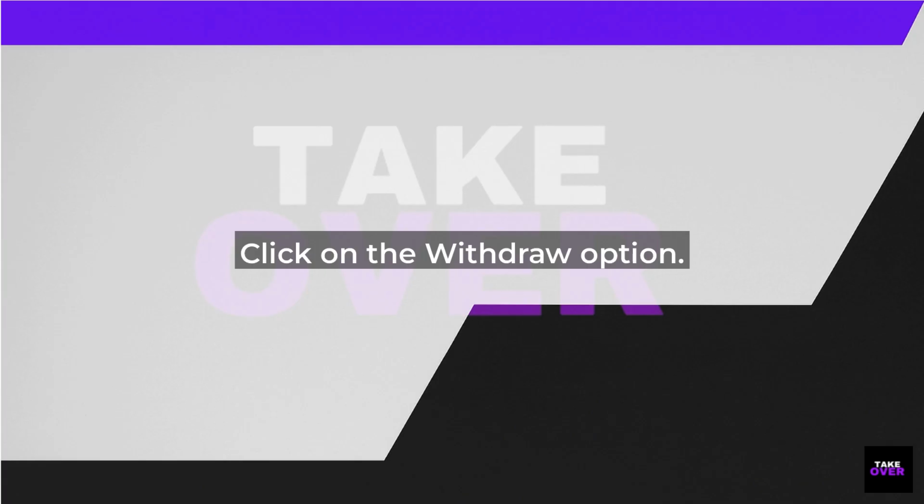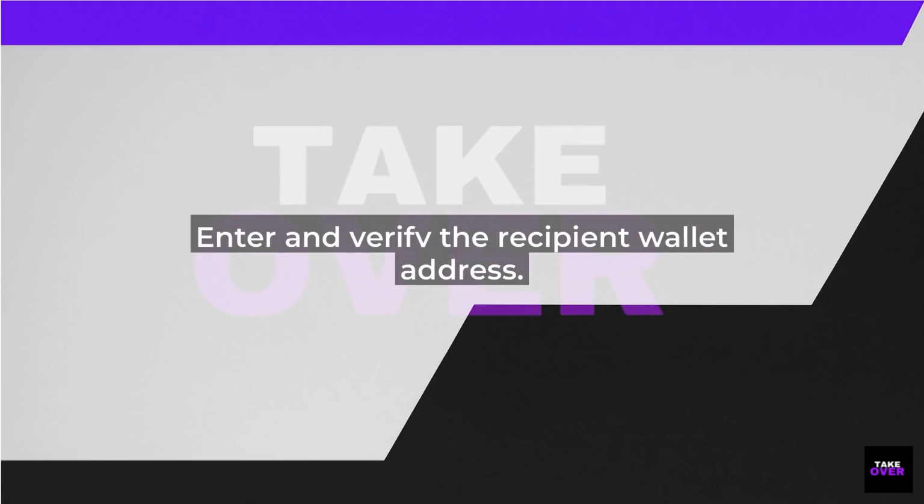Next, find the Withdraw option, usually right there on the asset page. You'll be prompted to enter the withdrawal details. This is crucial. Input the wallet address where you want your USDT to go. Double-check this address to avoid any costly mistakes. Always verify it's correct and compatible with USDT, like an ERC20 or TRC20 address.